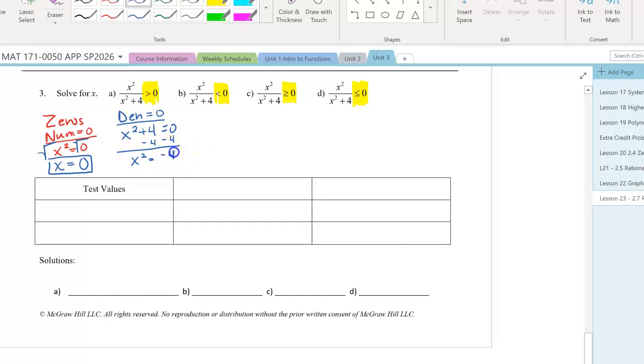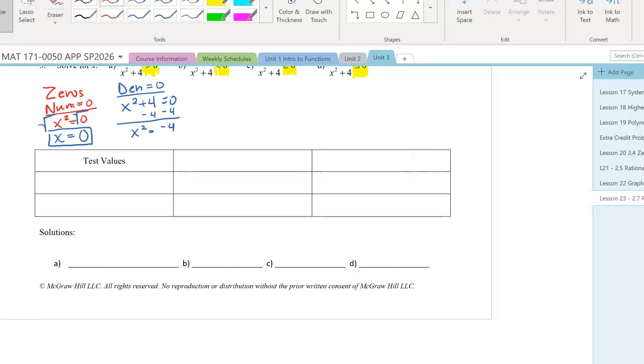Now, if I take the square root of both sides for this inequality, I'm going to get x is equal to plus or minus the square root of negative 4, which is going to be imaginary because there's a negative, and the square root of 4 is 2, so it's 2i. So when you're solving rational inequalities, you really don't worry about the boundary numbers that are imaginary. You only worry about the boundary numbers that are real.